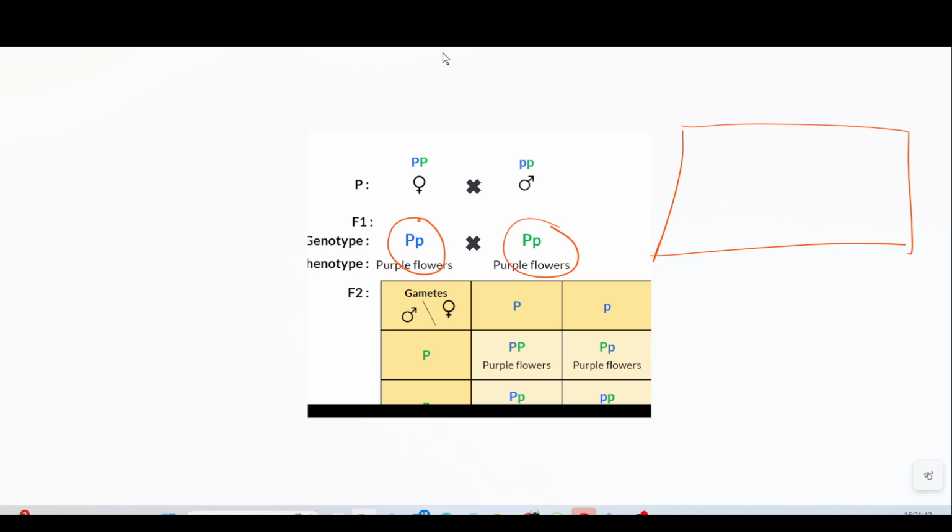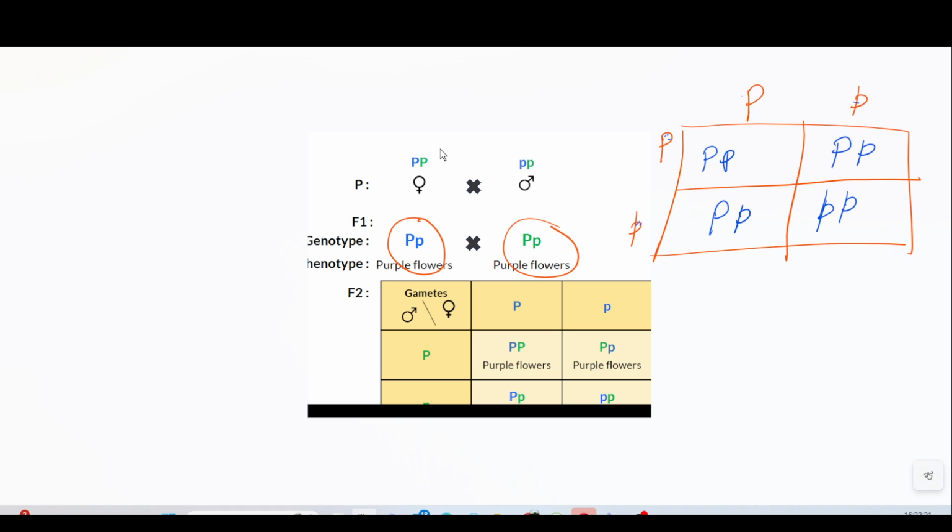After crossing the first generation, how do we cross it? Because each is capital P small p, this is the gene of purple, this is for white. After crossing this, what he got is capital P. If we cross this with this, we get capital P and small p. If we cross these two, we get capital P and small p. If we cross these two, they both are small, right? Now, after crossing this, because we cannot see these genes, we are just studying it.